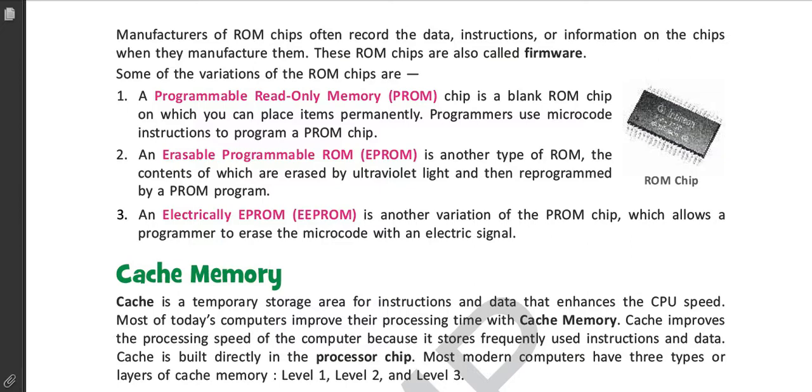Next is EPROM, which stands for Erasable Programmable Read-Only Memory. It is another type of ROM, the contents of which are erased by ultraviolet light and then reprogrammed by the PROM program. Next is EEPROM, which stands for Electrically Erasable Programmable Read-Only Memory. It is also another variation of the PROM chip, which allows us to erase the microcode with an electric signal.